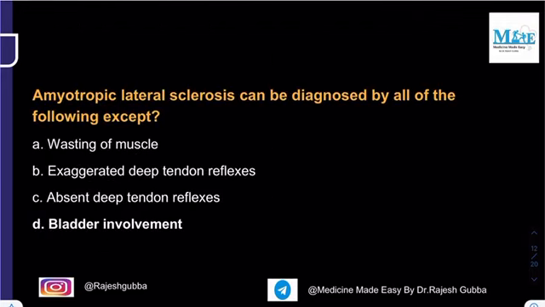Now, next question: amyotrophic lateral sclerosis can be diagnosed by all of the following except wasting of the muscles, exaggerated deep tendon reflexes, absent deep tendon reflexes, and bladder involvement.